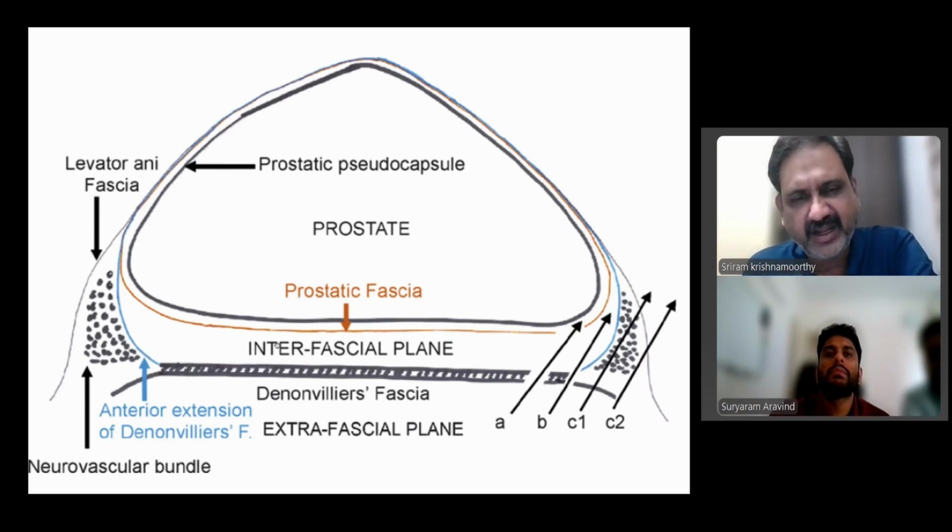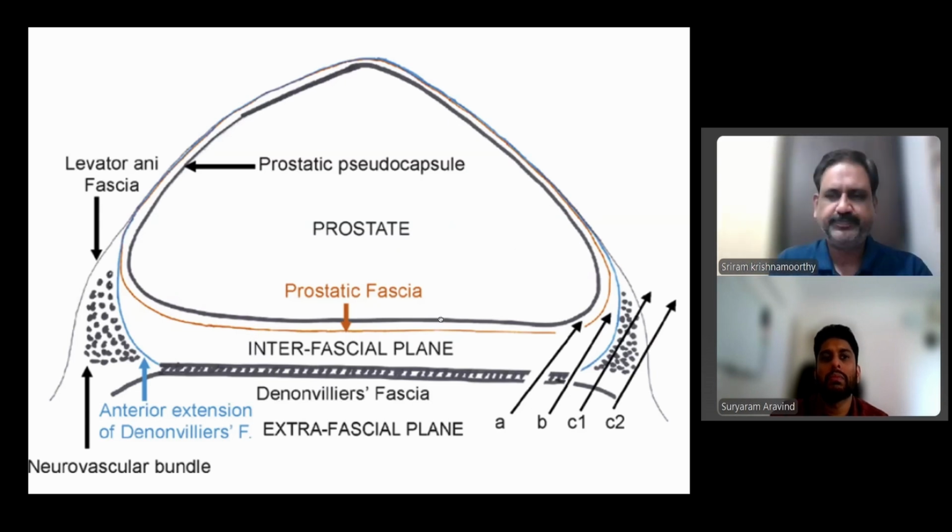An intrafascial prostatectomy is one where you create a plane between the brown line and the black line, the prostatic fascia and the pseudocapsule, and enucleate or scoop out the entire prostate, leaving the prostatic fascia intact with the patient. That is intrafascial. Show me the neurovascular bundle with an arrow. The neurovascular bundle remains largely undisturbed here.